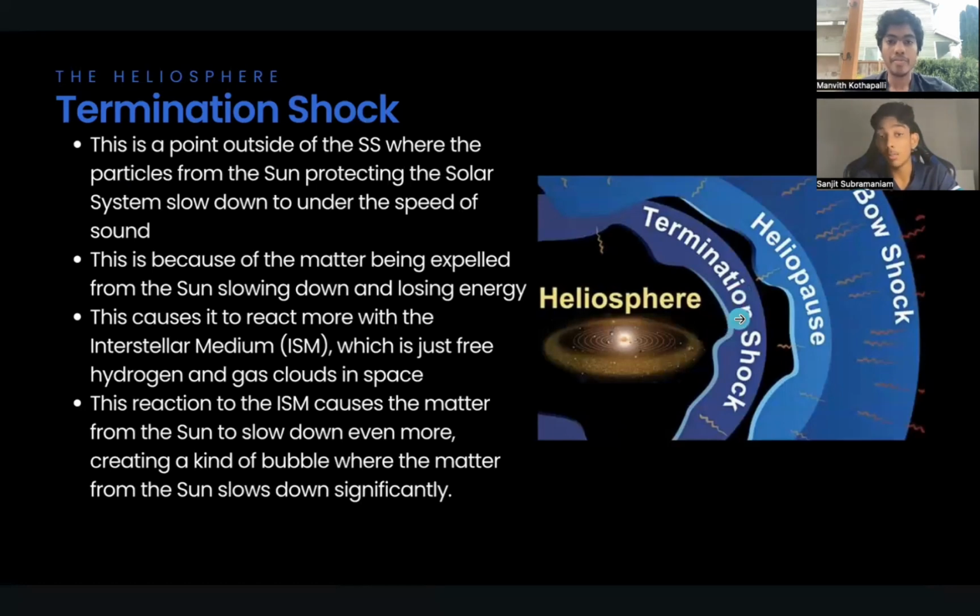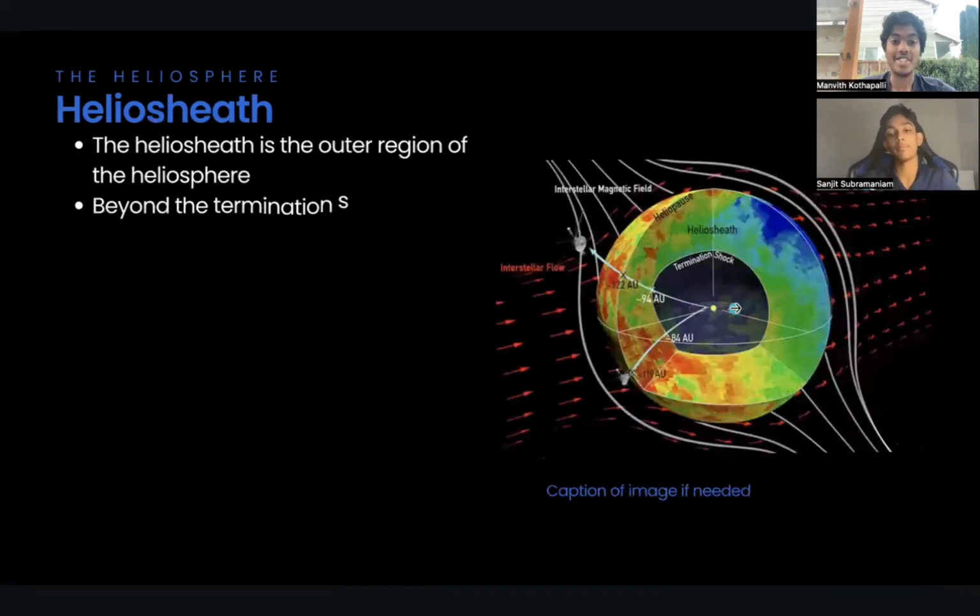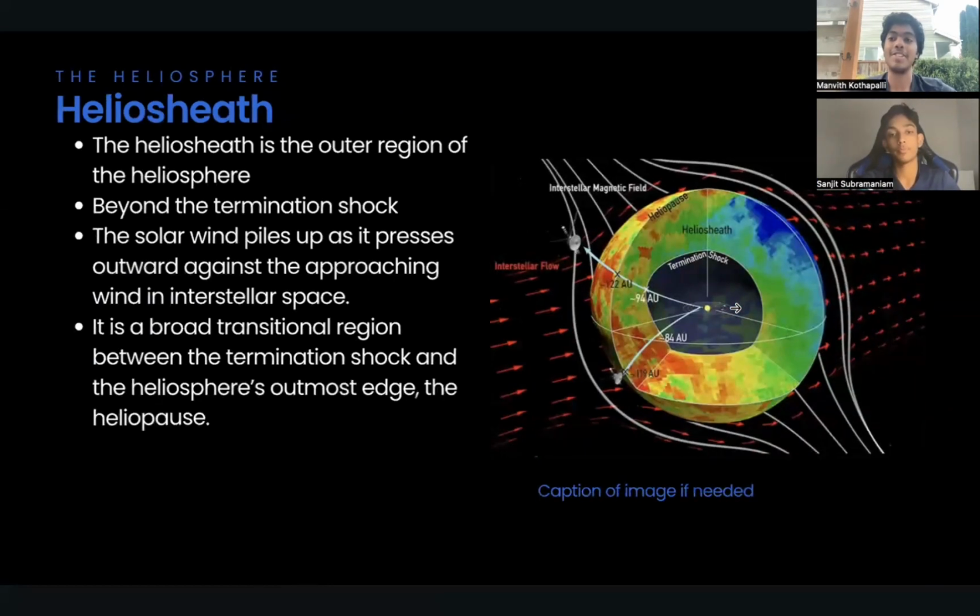This reaction to the ISM causes the matter from the sun to slow down even more, creating a kind of bubble where the matter from the sun slows down significantly. Next, Manu's going to talk about the heliosphere. Actually, Sonia will be talking about this.